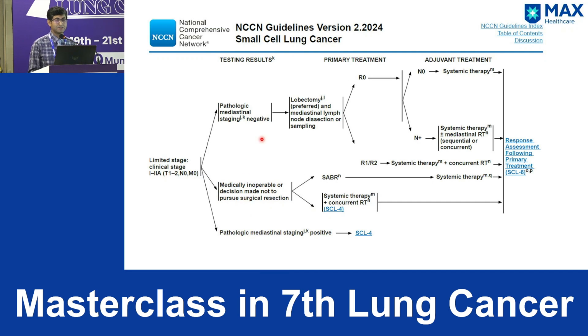So this is the latest guideline from NCCN. For stage 1-2, you evaluate the mediastinum, and if surgically fit, go for lobectomy, R0 resection, and they must receive systemic therapy. Always consider this as a systemic disease, and one should never try or attempt to avoid systemic chemotherapy in these patients. For node positive patients, one can consider adding mediastinal RT. For R1, R2, they should receive systemic therapy with concurrent radiation. For medically inoperable stage 1-2, we have the role of SABR followed by systemic therapy. If SABR is not feasible, you go for systemic therapy along with concurrent chemoradiation.